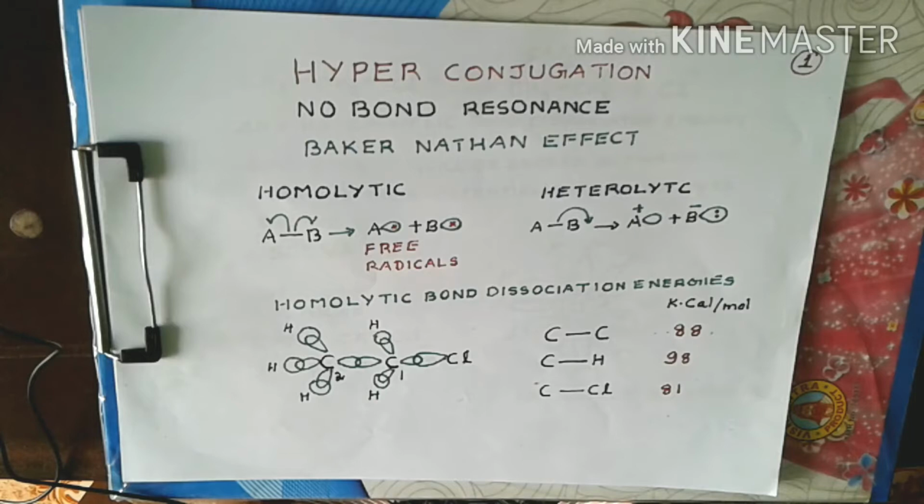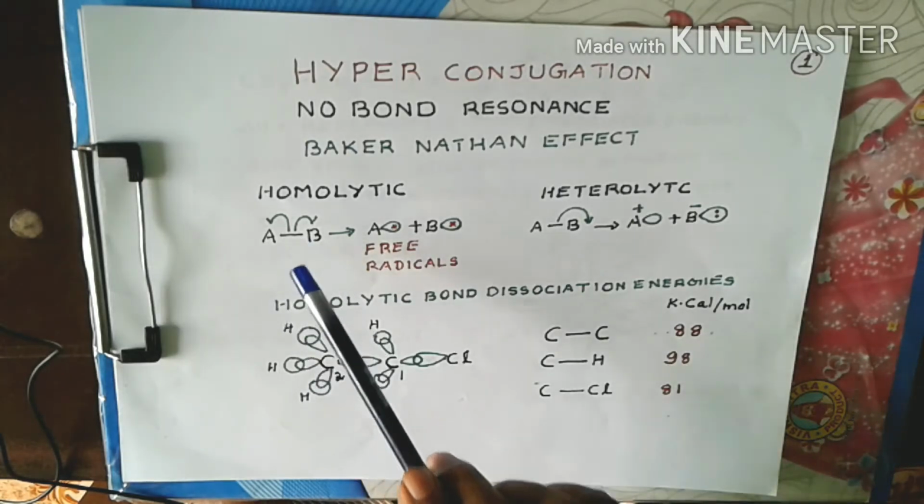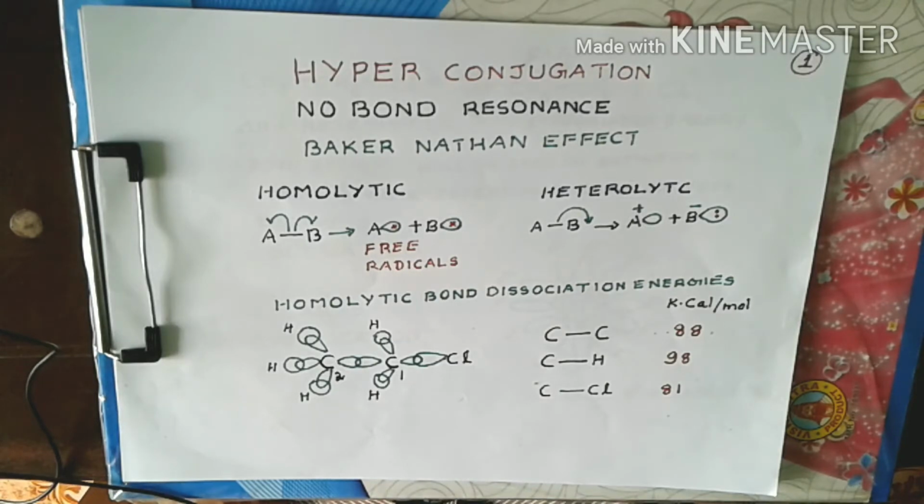In this case, a bond AB undergoes cleavage in such a way that the shared electron pair is equally withdrawn by A and B. So, A will be provided with a single electron in an orbital and B will be provided with a single electron in its orbital. Now, these species are called free radicals.